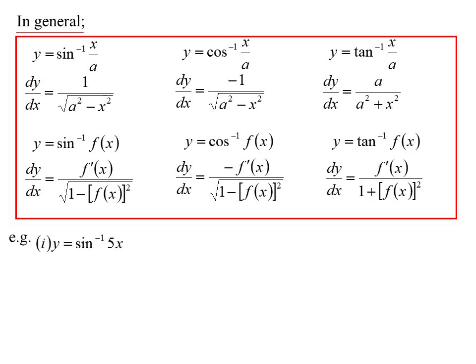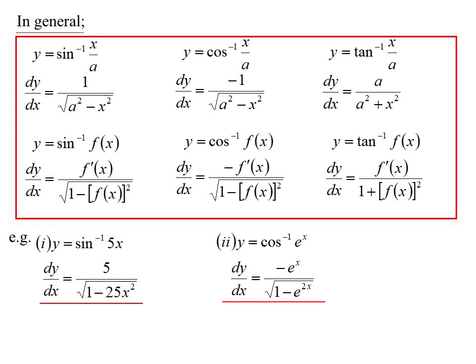So if I have inverse sine of 5x, then even though it is a linear function, it's going to be easier to use the generalised form because I've just got to go, well, the derivative of 5x is 5, over the square root of 1 minus the function squared, 25x squared. Certainly if it's not a linear function, I don't really have a choice. Inverse cos of e to the x, differentiate e to the x, we get e to the x, but inverse cos is the one that's negative, over the square root of 1 minus the function squared, e to the 2x.